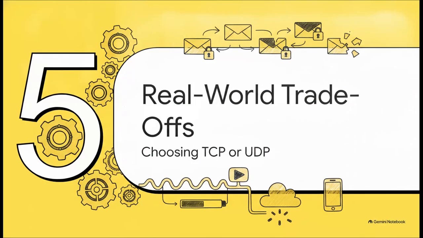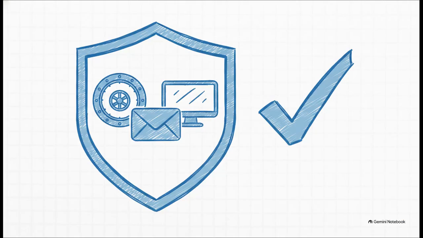Section 5, Real-World Protocol Trade-offs. Let's see how these deep technical differences dictate our invisible, everyday online experiences. Well, you're going to want TCP anytime reliability is absolutely non-negotiable. Think about downloading a massive game patch or executing a financial transaction with your online bank.